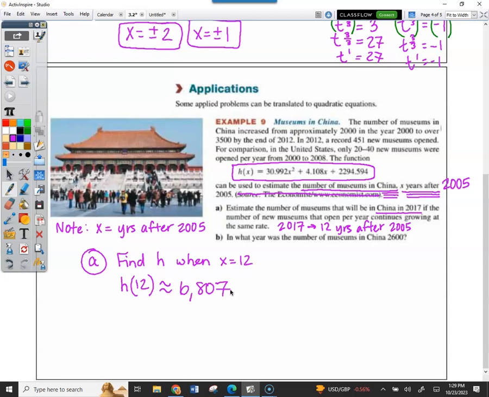All right, look at B. In what year was the number of museums in China 2,600? Read the question. Underline your clues. In what year? That means find what? X. Was the number of museums in China 2,600? That means H is 2,600. H of X is 2,600. So find X when H of X equals 2,600. That's what we're doing here.